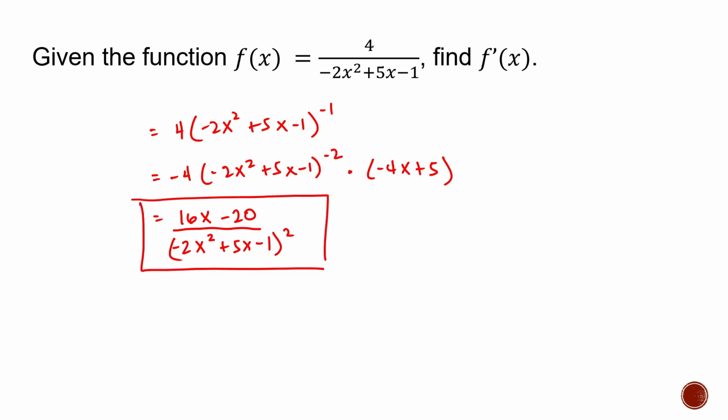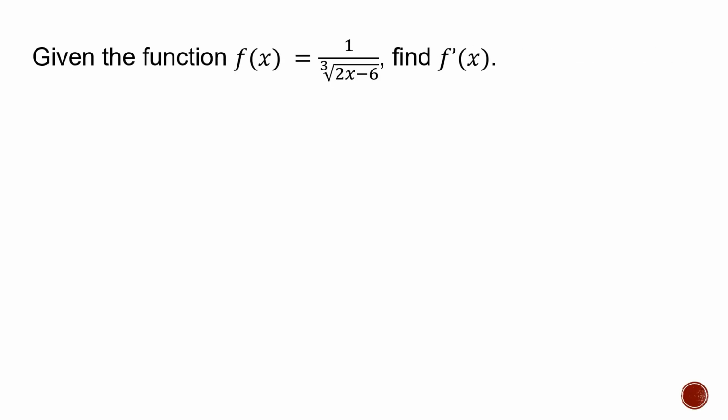Alrighty, let's go to the fourth example now. Again, here we need to rewrite the problem. This is 1 times (2x minus 6) raised to negative 1/3. So outer first: negative 1/3 times 1 is negative 1/3 times (2x minus 6). Negative 1/3 minus 3 over 3, that's minus 1, so that's negative 4 over 3, times the derivative of the inner, so it's just 2.